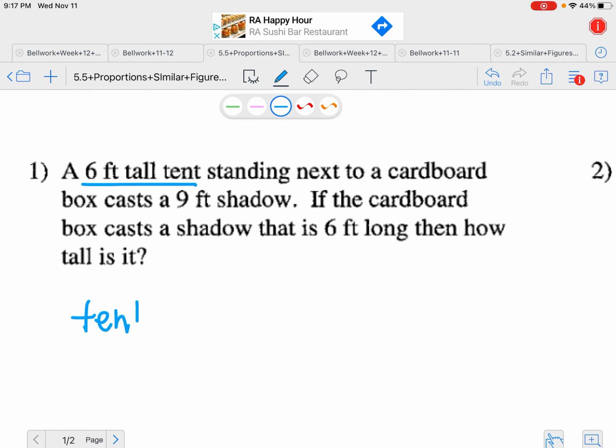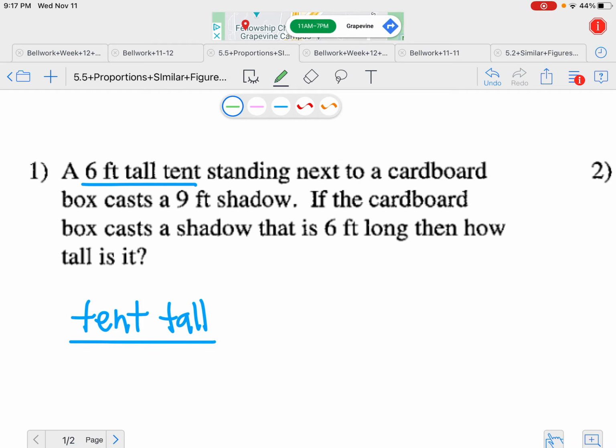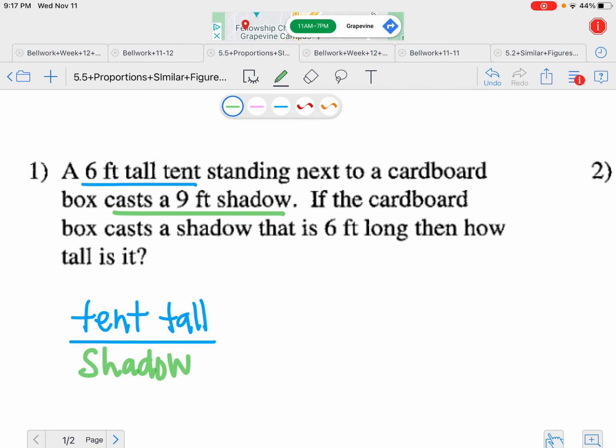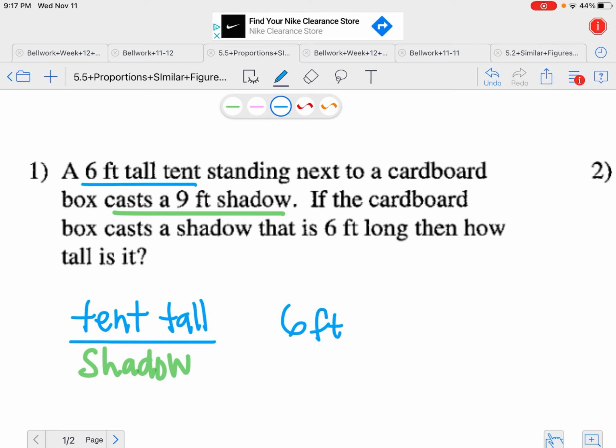So I'm going to have my object for how tall it is on top. That's the first thing it told me. And then I'm going to put the object's shadow on bottom. Okay, so the numbers that match up, I have 6 feet, and that is matching up. The shadow is 9 feet. Some other things to notice right here is that the shadow is longer than the object itself. So that tells me when I get ready to do my next one, the shadow will be a bigger number as well.